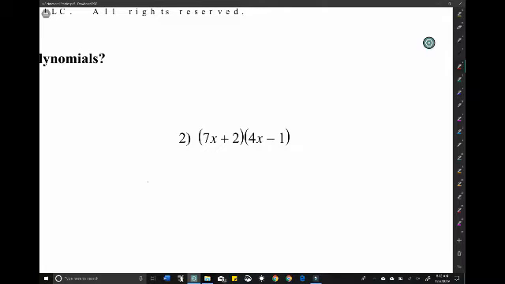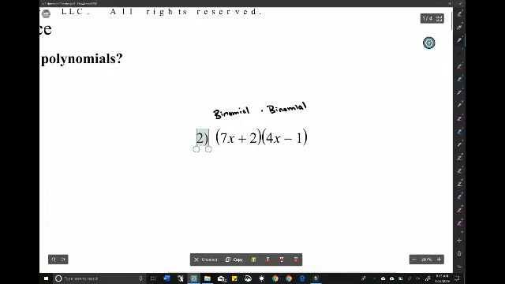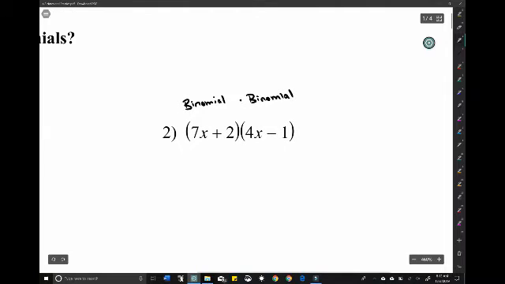Okay? Where it gets trickier is when you have two things here. We call these binomials because there are two terms. So this is a binomial times a binomial. If you're curious, this was a monomial, because there's one thing, times a binomial, because there's no addition and subtraction, and that's a binomial. Anyway, so how in the world do we tackle this?